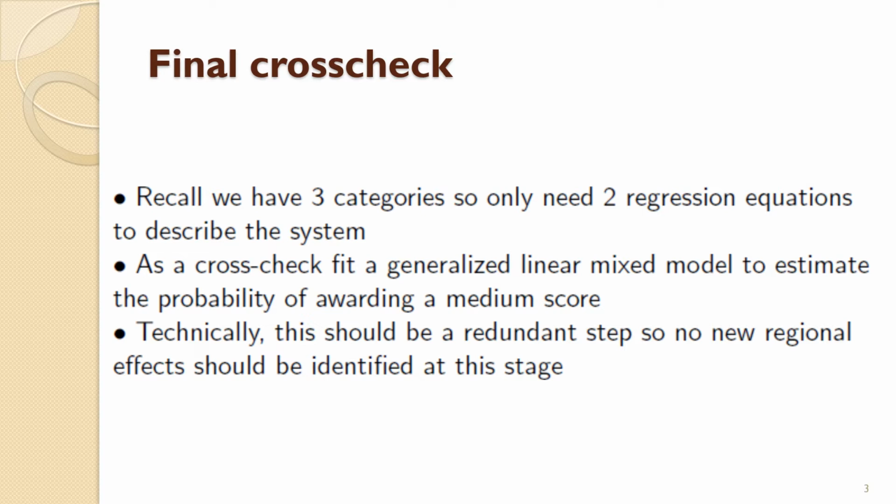Recall that you've got 3 categories, so only need 2 regression equations to describe the whole system. What you can do in this instance is, as a cross-check, fit a generalized linear mixed model to estimate the probability of awarding a medium score. Technically, this should be a redundant step, so no new regional effects should be identified at this stage. So this is important here because there's some departure in terms of how you would think of this as just a purely mathematical exercise, and actually how you would think about this as an exercise in practical project work. So mathematically there shouldn't be anything here, so it's almost not worth fitting this model.